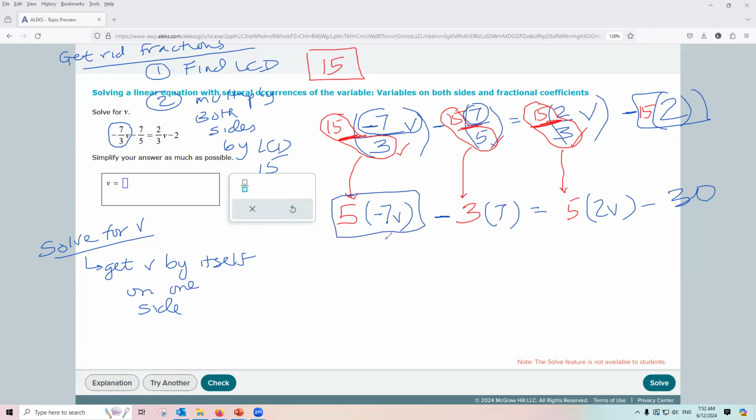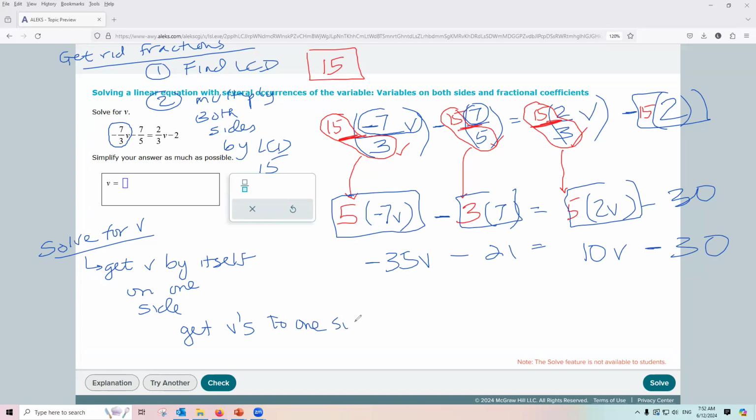5 times negative 7 here, that's negative 35v. 3 times 7 is 21. On this side, I have 5 times 2v, that's 10v. Subtract 30. All right, what I want to do now is get the v's to one side of the equation and get the numbers over to the other side. Now, it's up to me. I could either get the v's to the left side or get the v's over to the right side. Doesn't matter. We'll get the same answer, whatever you think is easier.